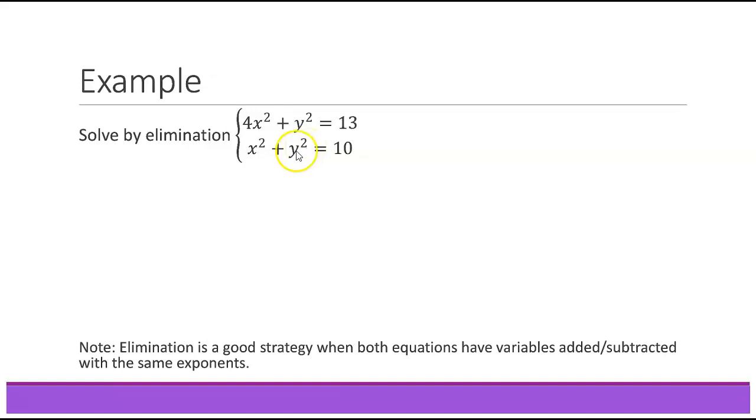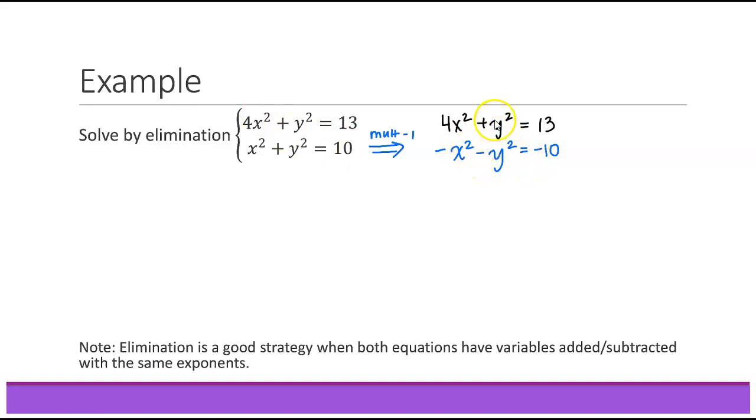To use the elimination method, what we can do is take any equation and multiply both sides by a coefficient so that when we add the two equations together, one of the variable terms will cancel. So I'm going to multiply the bottom equation by -1. Whatever I do to one side of the equation, I'm going to do to the other. To show my work, I'm going to put "multiply by -1" on top of this to remind myself what I'm doing. So my bottom equation becomes -x squared minus y squared is equal to -10. I'm going to leave my top equation the same for this example, as 4x squared plus y squared is equal to 13.